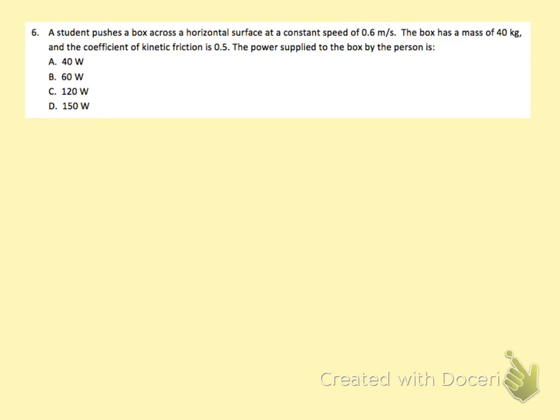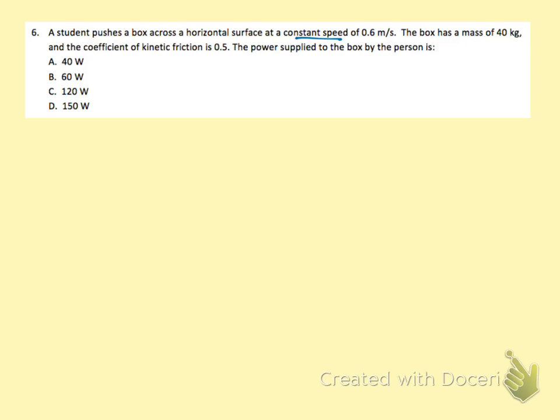Number 6, a student pushes a box across a horizontal surface at a constant speed. So we have a constant speed of 0.6 meters per second. The box has a mass of 40 kilograms, and the coefficient of kinetic friction is 0.5. Power supplied to the box by the person.